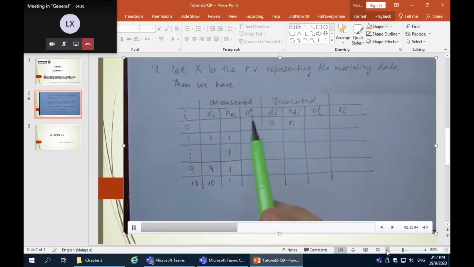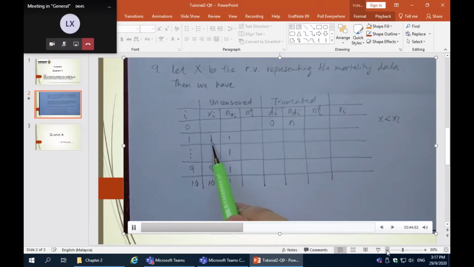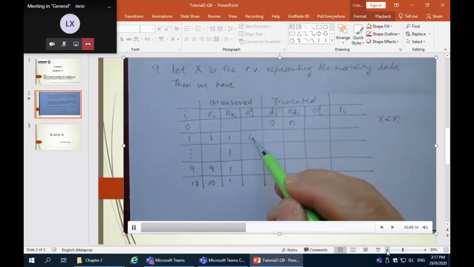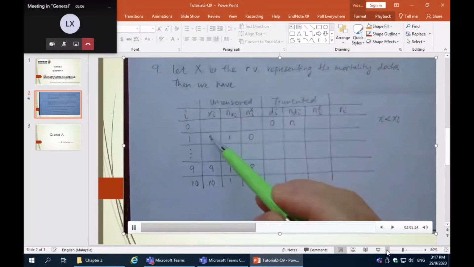So let's calculate the conditional frequency for the x, where x is slightly less than the xi. So if we choose x is 1, we have no x value which is less than 1. That is 0. If we choose x is 9, we will have 8 values of the uncensored value which is less than 9. If we choose x is 10, we will have 9 values which is less than 10.